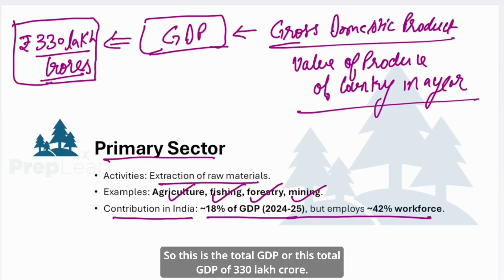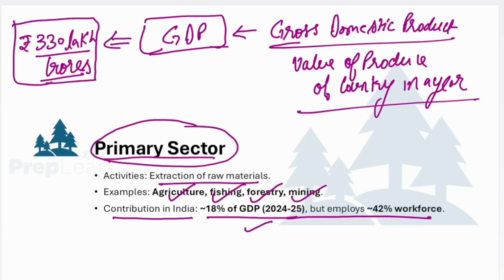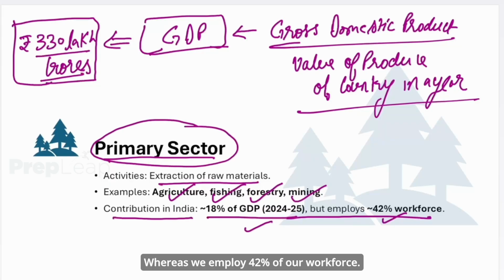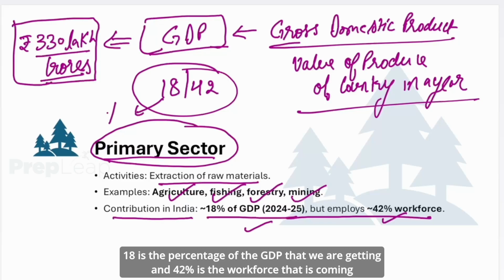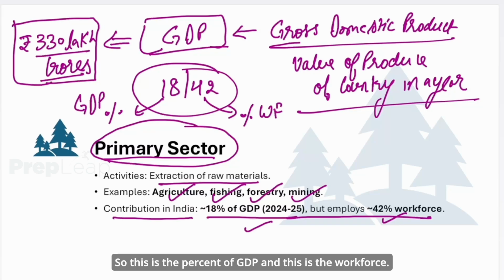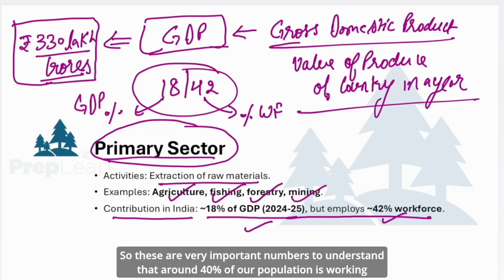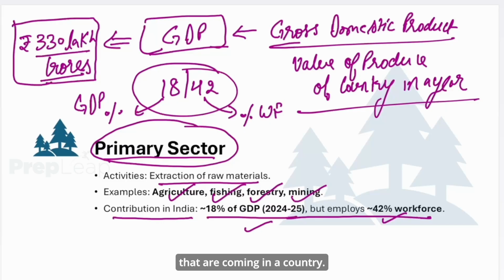Out of this total GDP of 330 lakh crores, 18% comes from the primary sector, whereas we employ 42% of our workforce. So two important numbers, 18 and 42. 18 is the percentage of the GDP that we are getting, and 42% is the workforce that is coming in. So this is the percent of GDP and this is the workforce. These are very important numbers to understand, that around 40% of our population is working in the primary sector, whereas it is only able to generate 18% of the value of the products that are coming in a country.